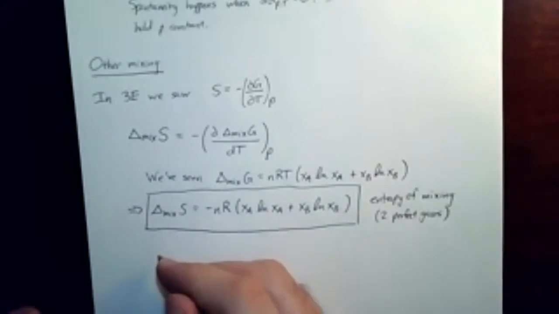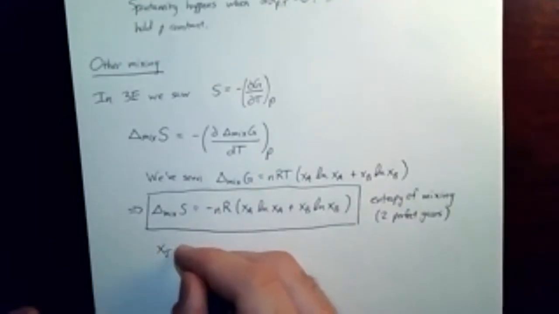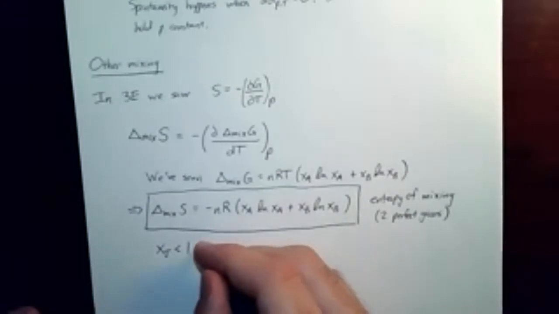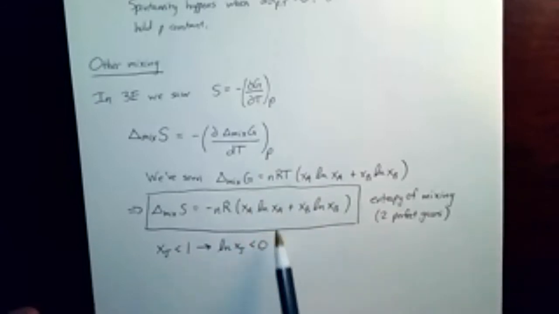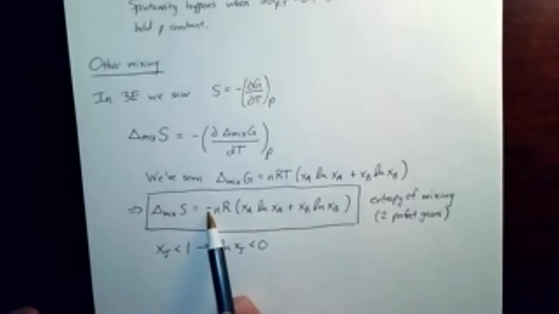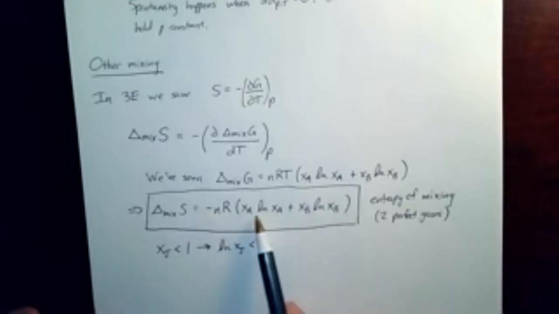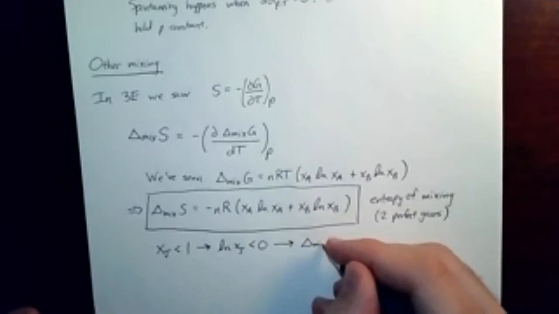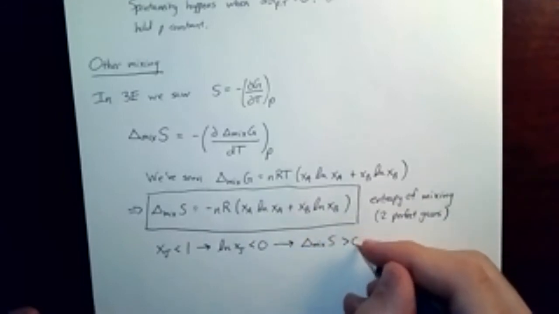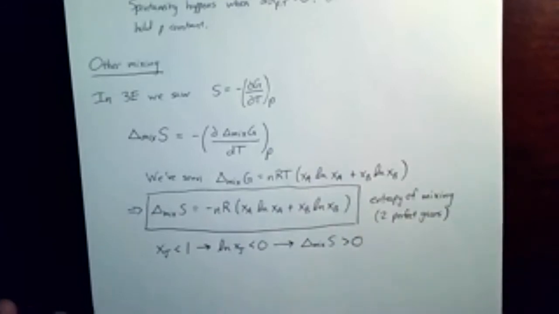And once again, we can use this argument that xj is always less than 1, and therefore the natural log of xj is always negative. So these terms are always negative, and there's a negative sign out here. These are always positive here. So this negative sign and the negative in here cancel. And so that means that delta mix S is greater than 0. And this makes some sense. When we mix two gases together, we would expect the entropy to increase because the disorder is increasing.